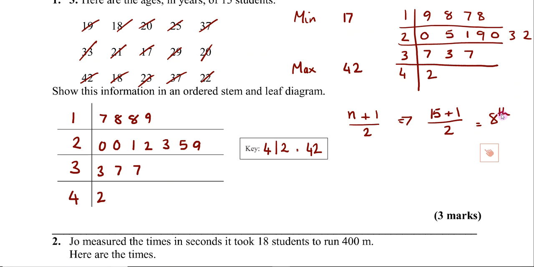But this one's now nice and easy. We've got the 8th number. So we just go 1, 2, 3, 4, 5, 6, 7, 8. So the median value is 22. What would people do? A lot of people would put the answer 2. If I asked you what the mode was, 20? No, 37? Or 18?